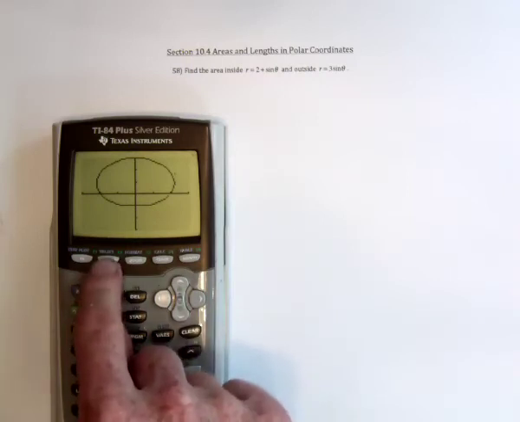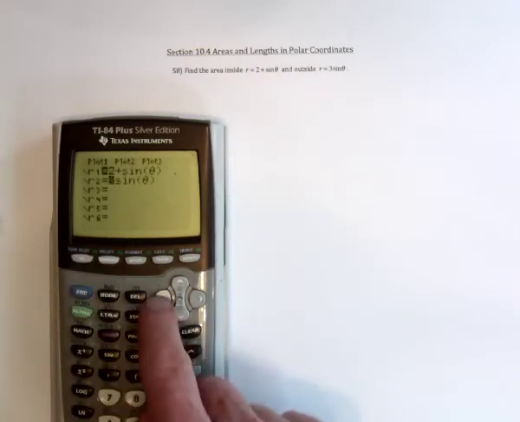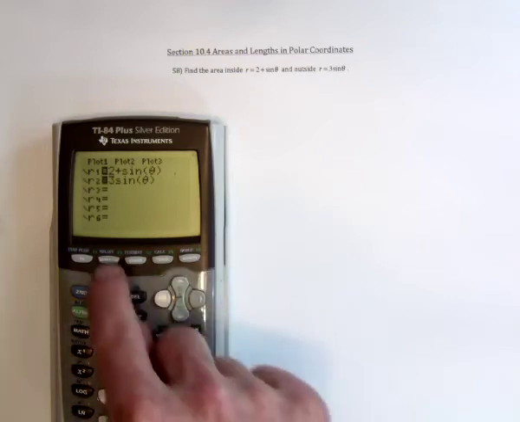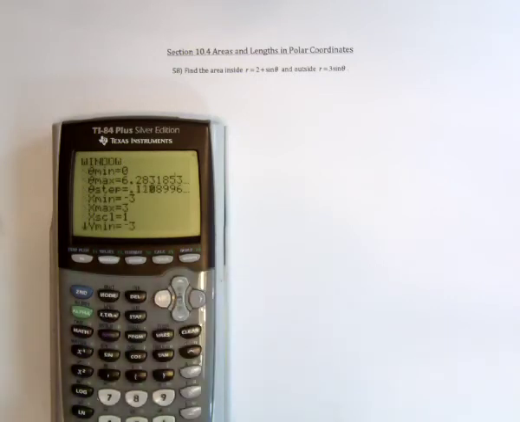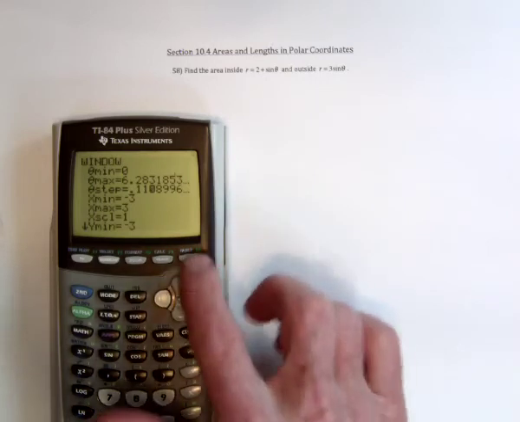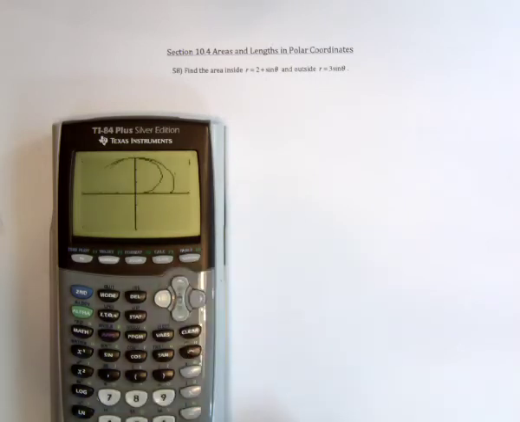It's supposed to be inside the big one and outside the small one. Now, the next thing we need to do is regraph it and watch to make sure that 0 to 2 pi is not too much for the interval for theta. If you regraph it and watch, mine's drawn them both at once.